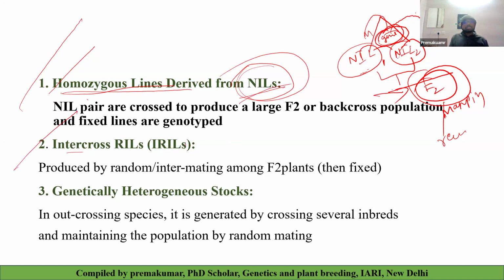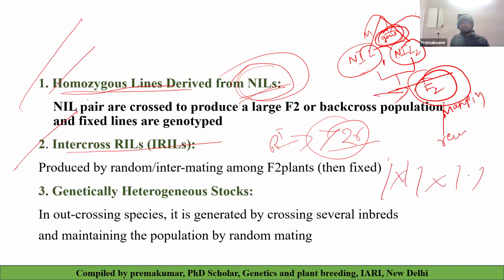Then another one is intercross RILs, because the RIL population itself has more recombination, created by more than two rounds of recombination. Further, you are intercrossing the RIL population, which means it will go through further recombination. That means the resolution will increase further, and the chance of getting very near to the gene is very high in the case of intercross RILs.